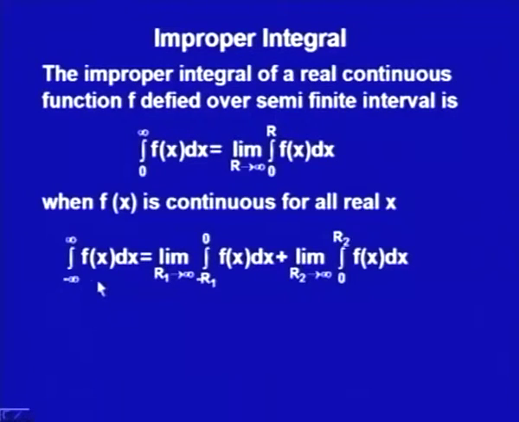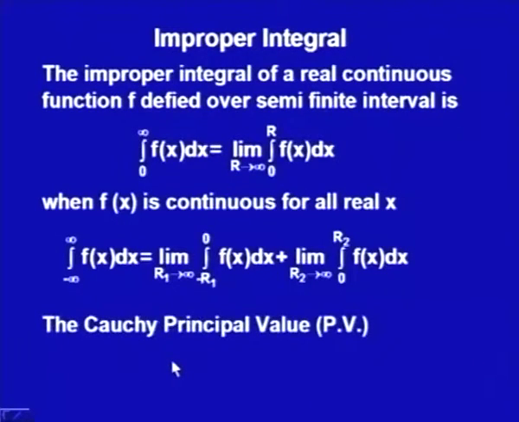Now, we say that this improper integral is convergent if both these limits, the first one and the second one, exist, and the value of this improper integral is the sum of these limits. There is one more way in which this improper integral is defined, and the value assigned to it is known as the Cauchy principal value.